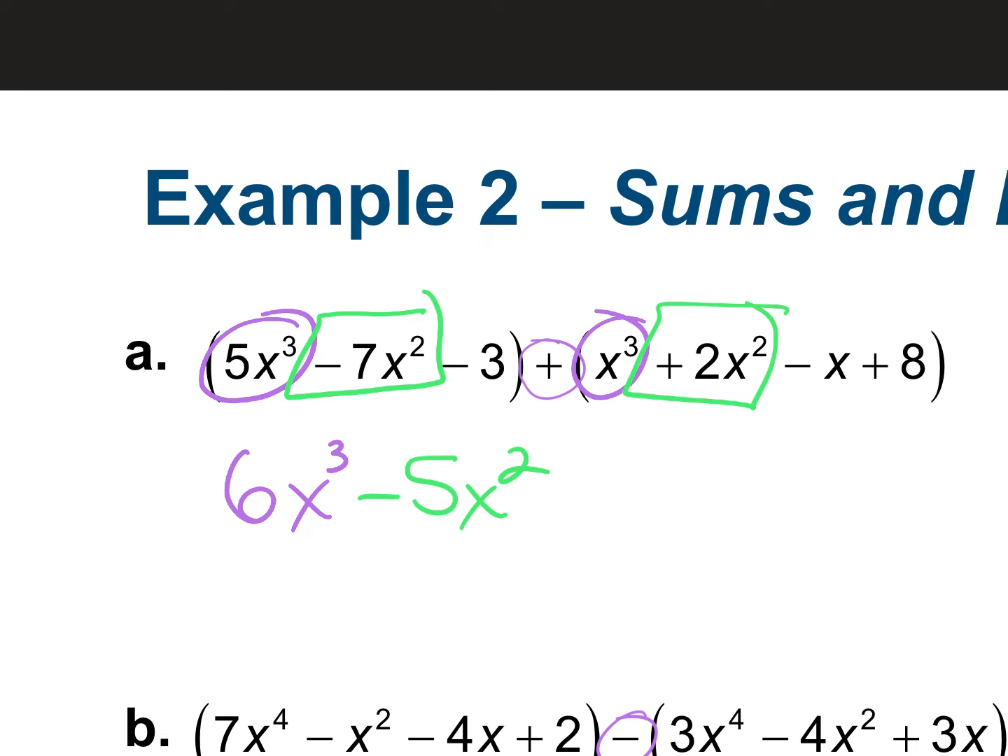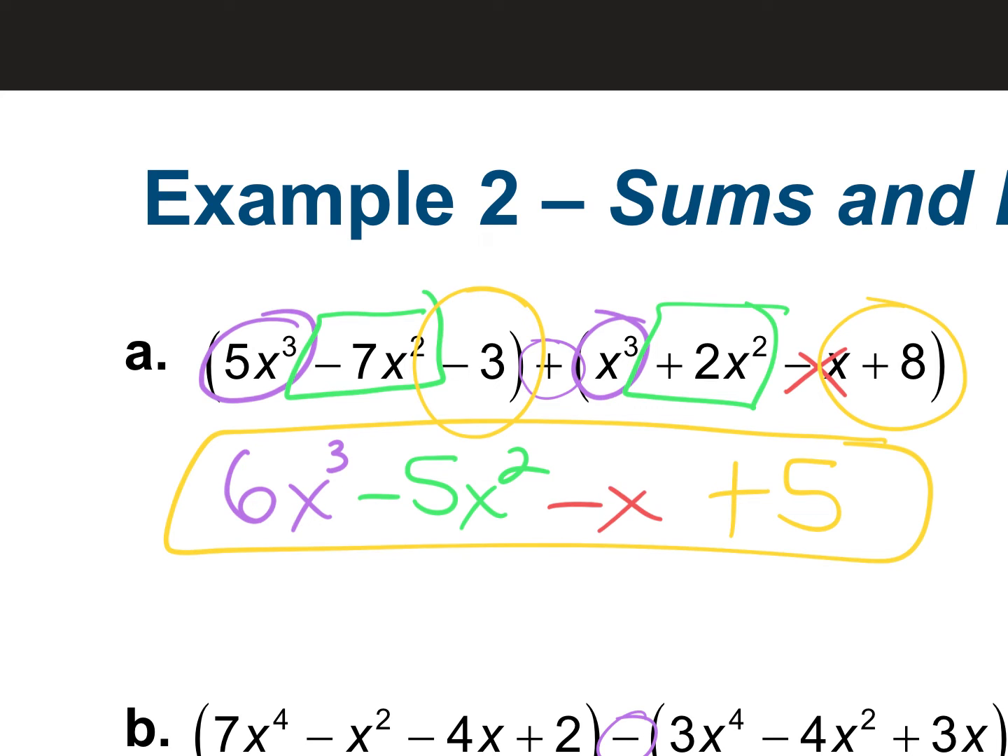Do they go together? No. Stay in order, guys. What would be my next term? Minus x. Good. There's nothing else to combine. And then I have what? Minus 3 plus 8 gives me plus 5. And there you go. Simple, simple, simple. Don't complicate things if you don't need to.